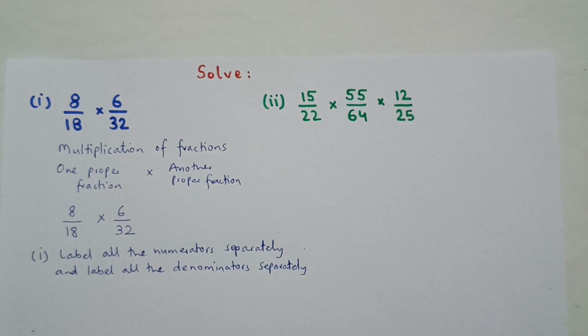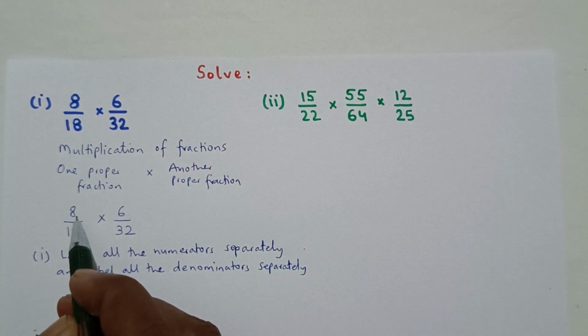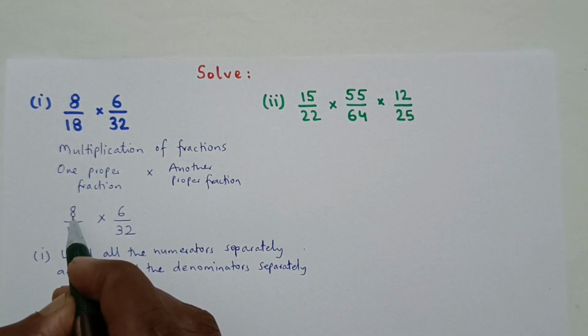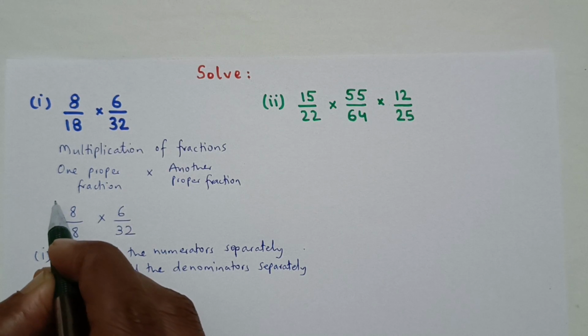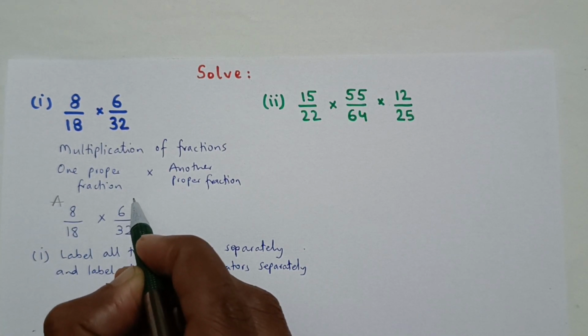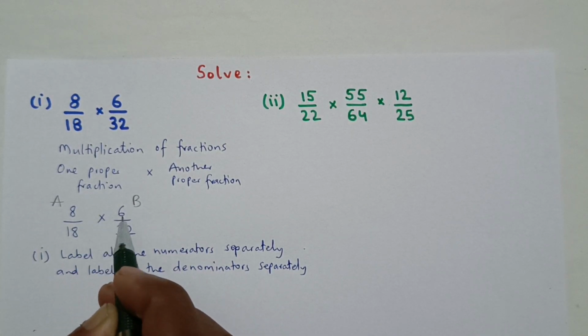So let us label all the numerators separately, and then we will label all the denominators separately. So here the numerators are 8 and 6. So let us label them separately. Let us say 8 is A and 6 is B. So we have labeled both the numerators separately.